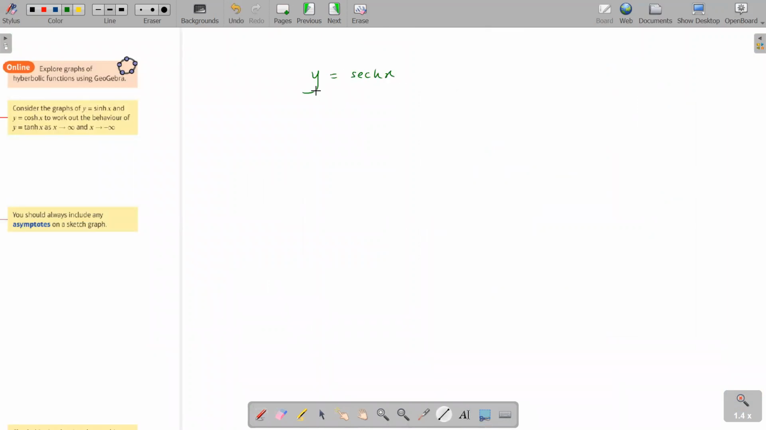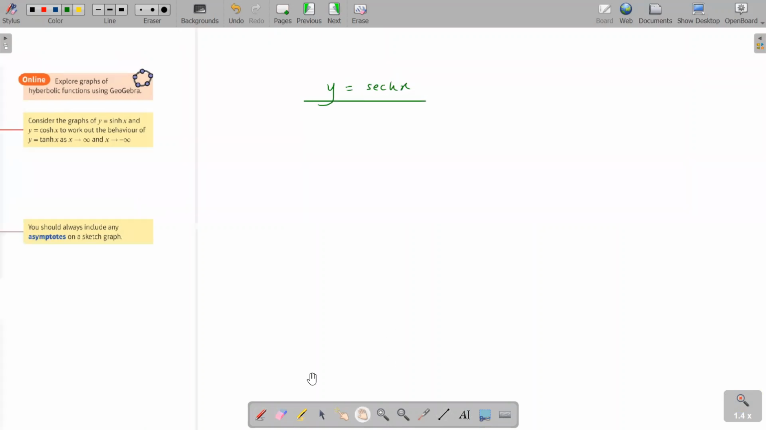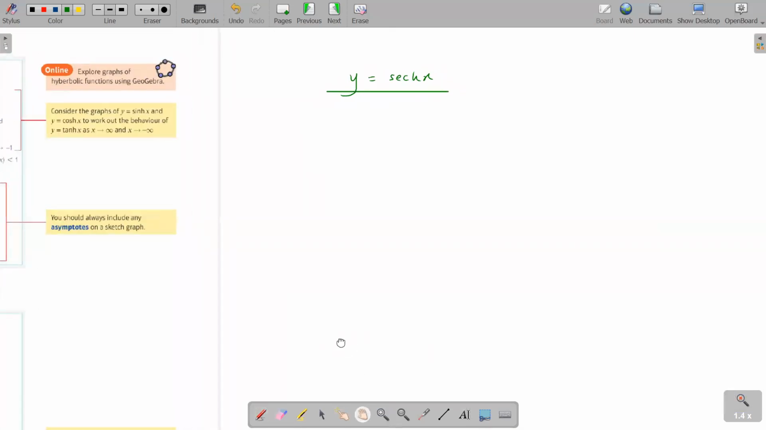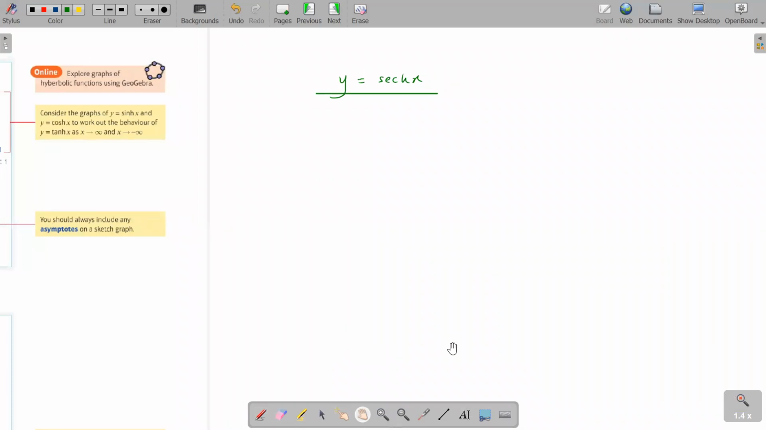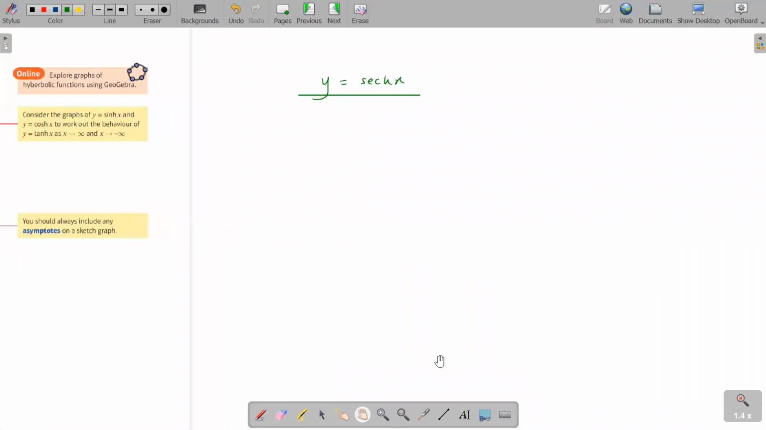So what happens in y equals sech x? In this case, sech is the reciprocal of the cosh graph, right? Now, unlike the sinh and cosh graphs, we can't use the method of averaging graphs. That doesn't work here, right, guys?